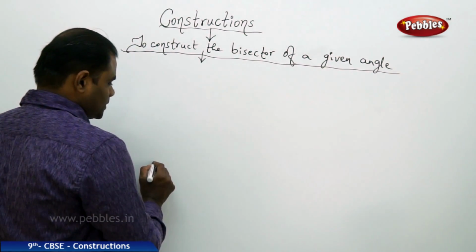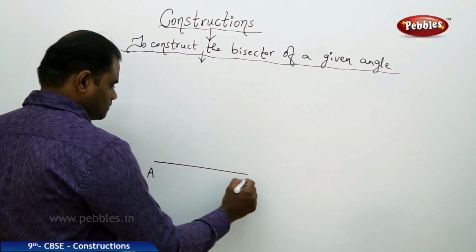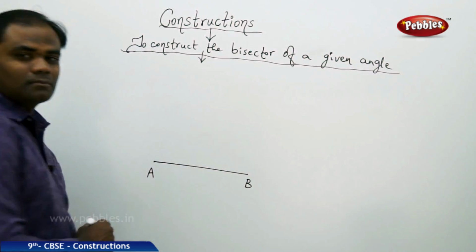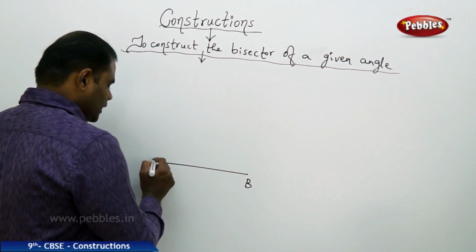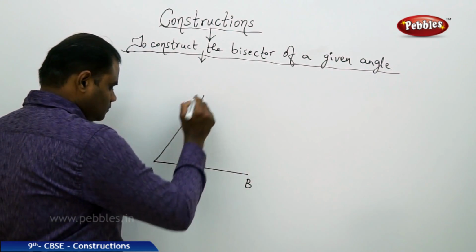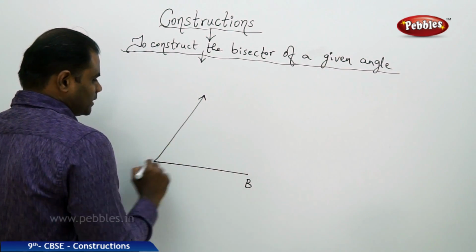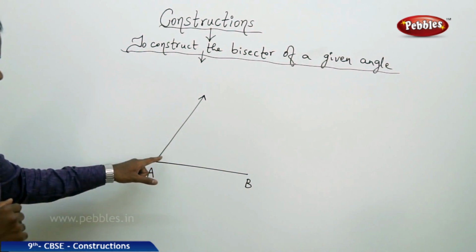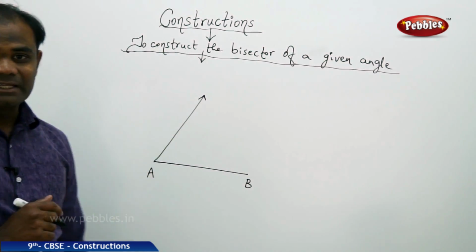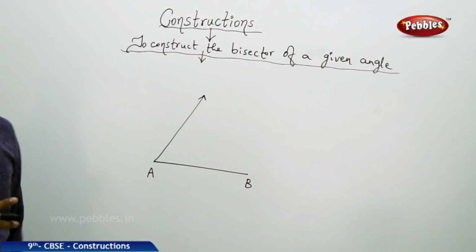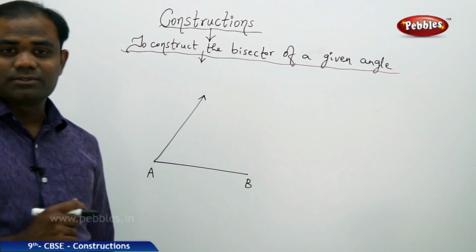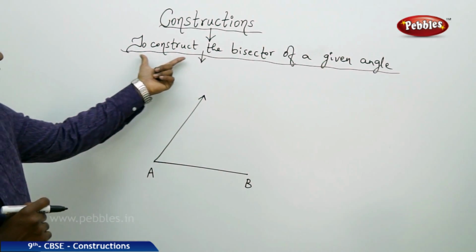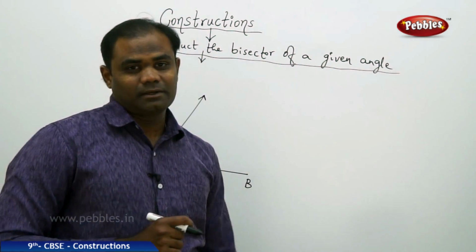Here is the line segment AB, and here I have an angle made by this. Now this angle I would like to bisect, or exactly cut, with equal parts placed on either side. How do we do that? Using construction is how we're going to learn the first step of constructing the bisector of a given angle.